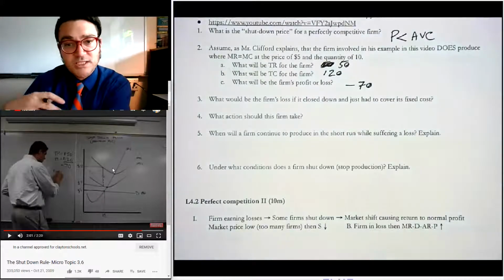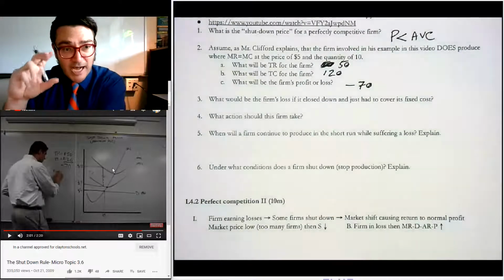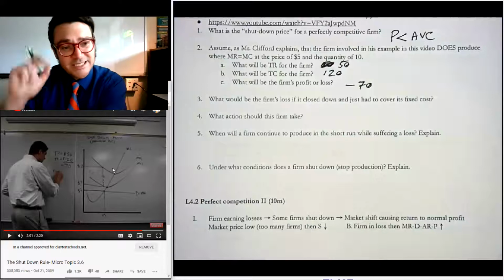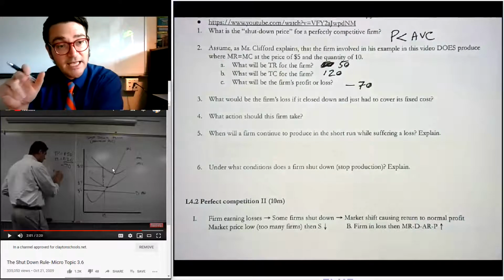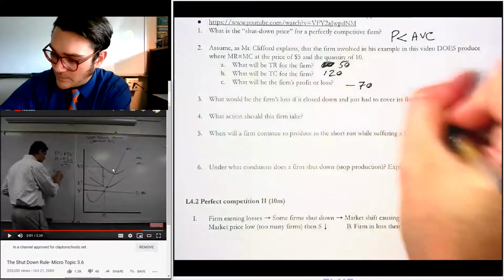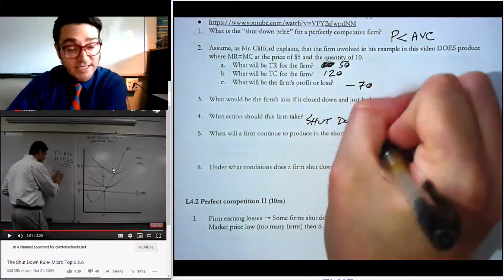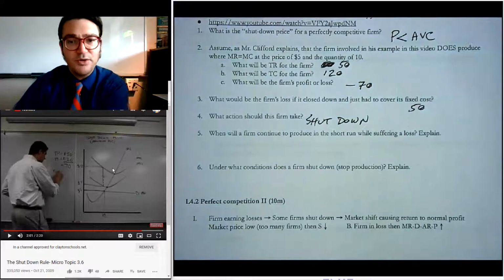What would be the firm's loss if it closed down and just had to cover its fixed cost? Well, as he explains, that box that he's got drawn right there is the distance between 12 and 7 times 10. That's the fixed cost, so 50. And so it should shut down because the price, as you can see in his video, has fallen below AVC.